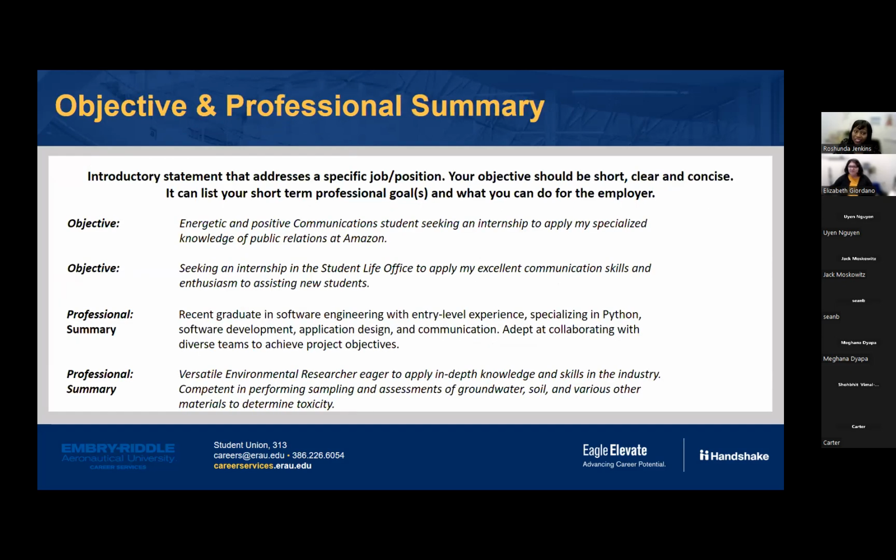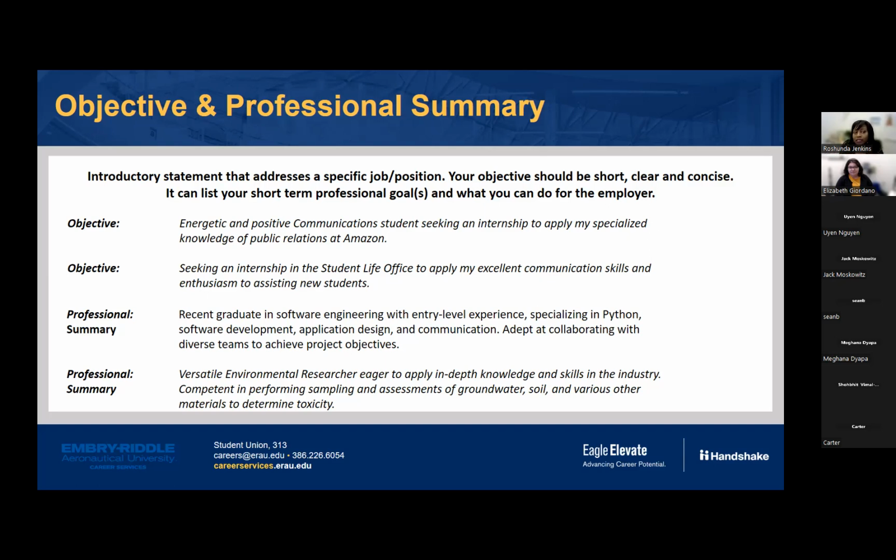All right, and then the objective and professional summary. I would say it is not mandatory to include in your resume, but it can be helpful if you have a specific position that you are applying for. The main thing we want to cover here is that it is going to be that introductory statement, but it should be short, clear, and precise. When you have one that's too chunky, like eight lines long, the employer may not take the time to read it, because they generally take less than 10 seconds to look at your resume to see if they want to dive a little deeper. So when they first look at that resume, again, it needs to be short and sweet.